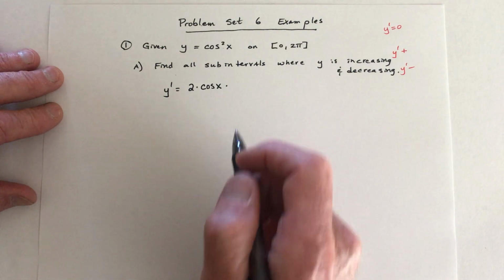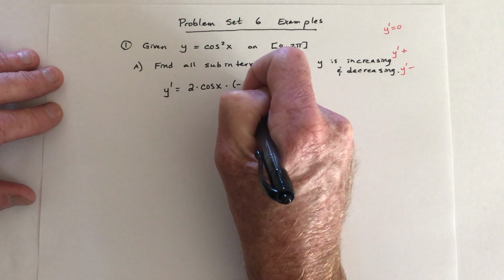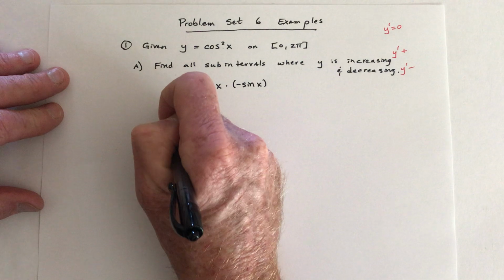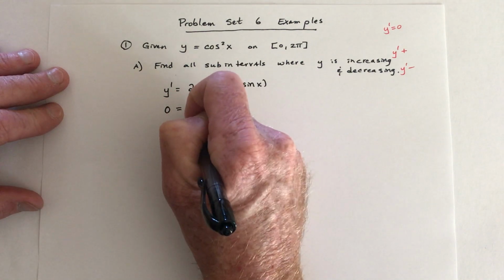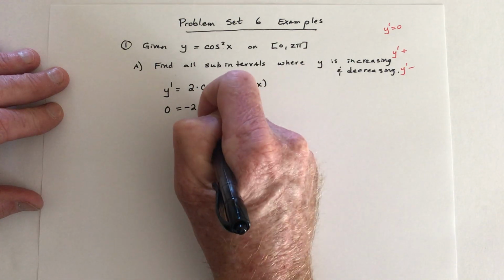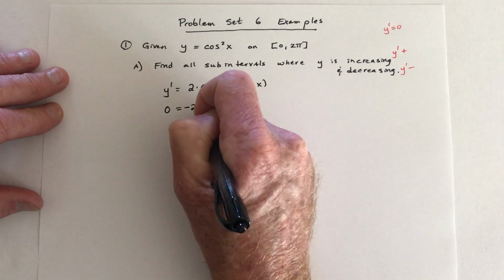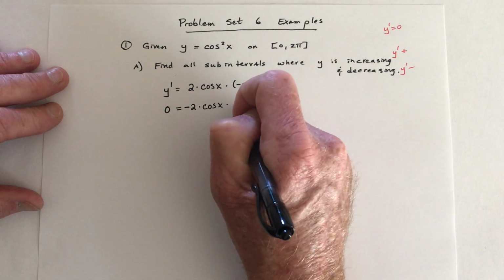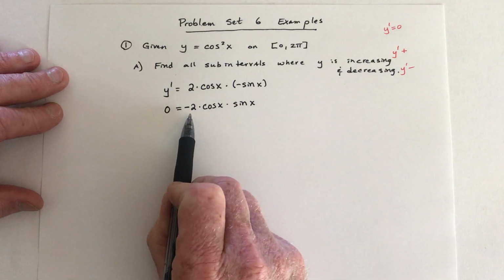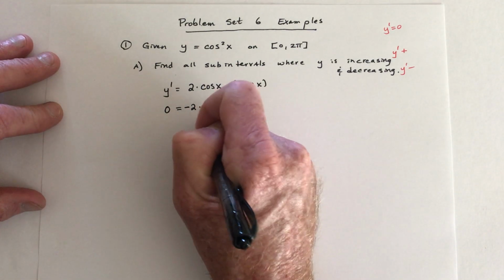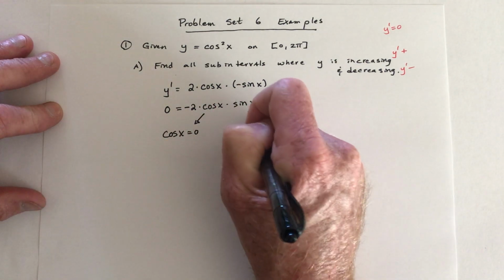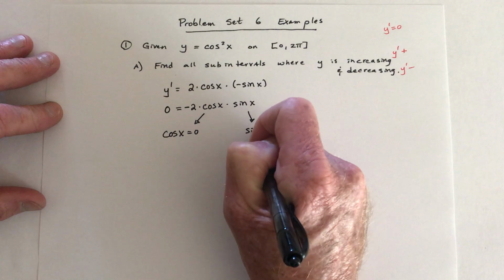And then the derivative of cosine. Well, the derivative of cosine is negative sine. And then set that equal to 0. I could even take this negative and put it in front. So we've got negative 2 times cosine of x times sine of x. The number negative 2 is never going to equal 0, but cosine can equal 0, and also sine can equal 0.